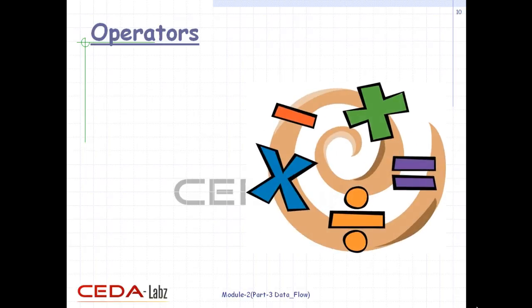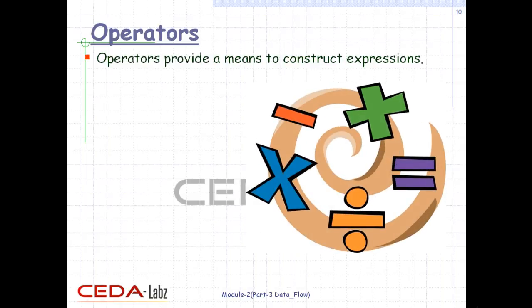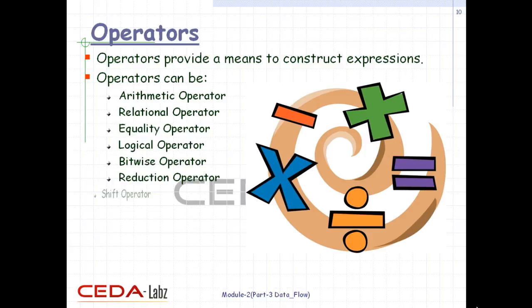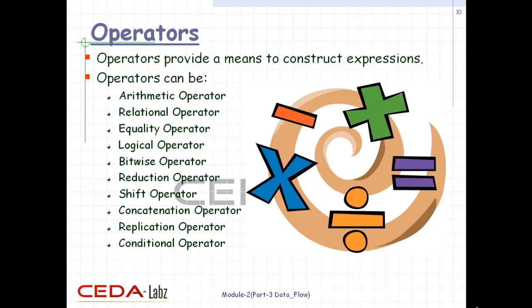Operators act on the operands to produce desired results. Verilog provides various types of operators. Operators can be arithmetic, relational, equality, logical, bitwise, reduction, shift, concatenation, replication and conditional operator. Some of these operators are similar to the operators used in the C programming language. Each operator type is denoted by a symbol.